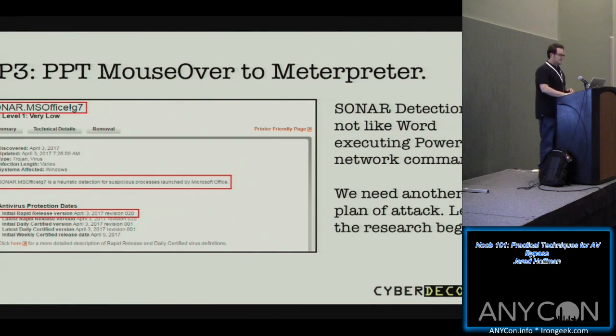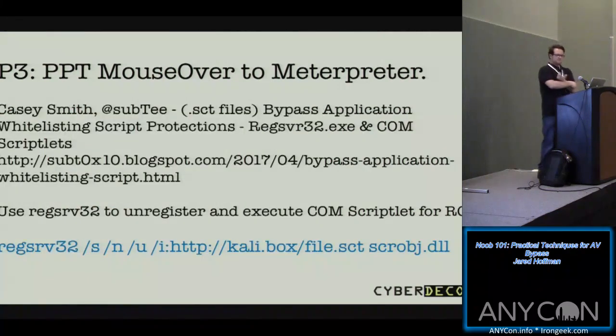So I went digging on the internet, and that's when I came across this post from Casey Smith of SubT, from April of this year, on how to bypass application whitelisting using regsvr32. So this is the command, right? This is going to be my hook. This is what I'll put into my PowerShell file. When they hover over it, it's going to run this command.